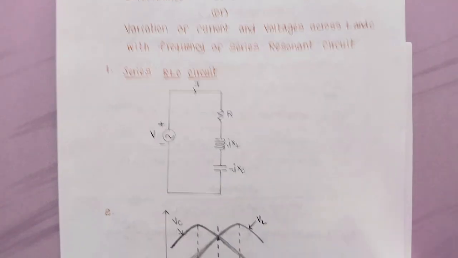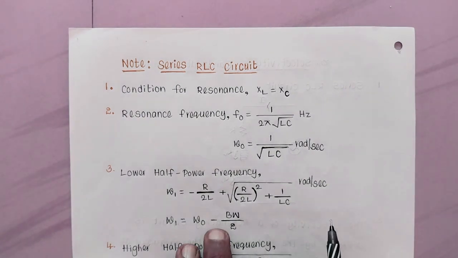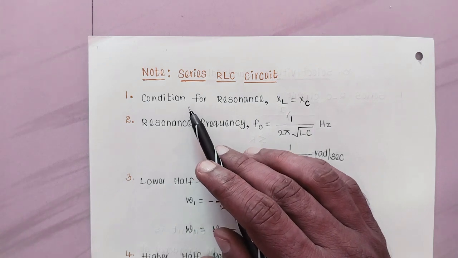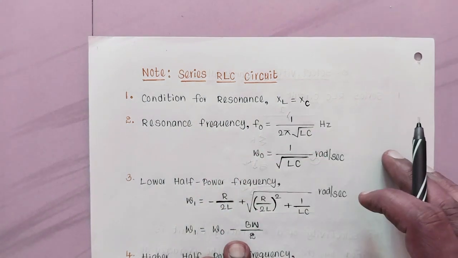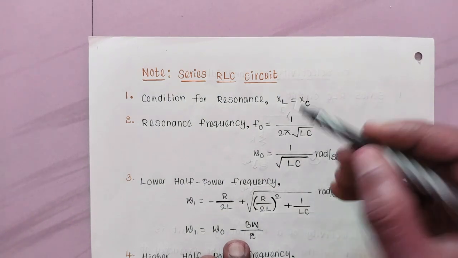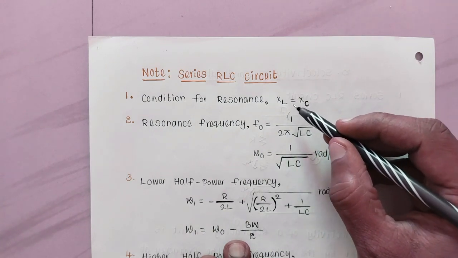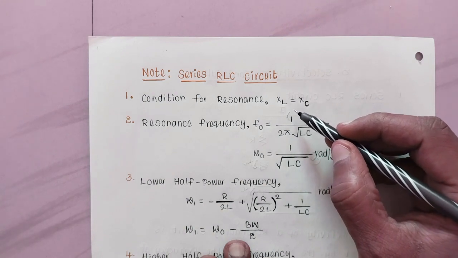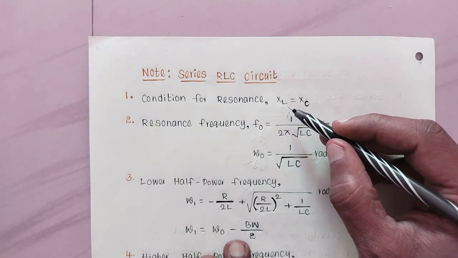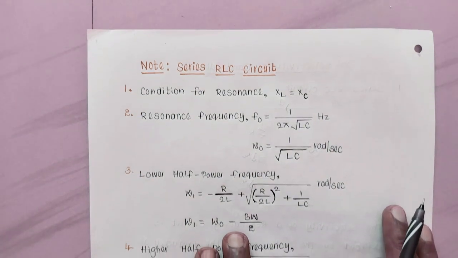So here, these are some mathematical expressions. So series RLC circuit. First important mathematical equation is the condition for resonance. When can we say the series RLC circuit is under resonance? It means when the reactance offered by the inductor equals the reactance offered by the capacitor, then we can say the series RLC circuit is under resonance. So XL equal to XC. XL is reactance offered by the inductor and XC is reactance offered by the capacitor.